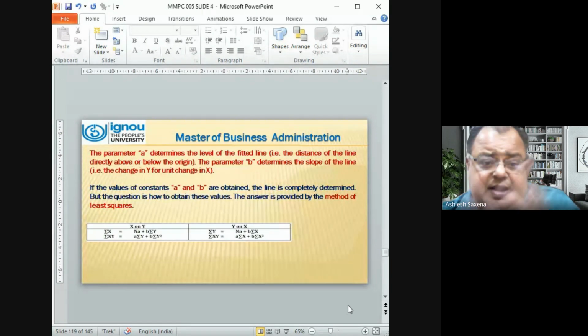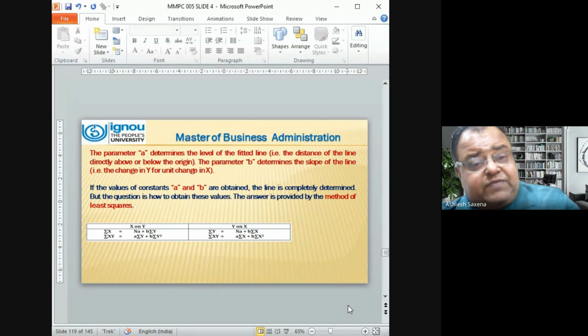The parameter a determines the level of the fitted line, that is, the distance of the line directly above or below the origin. The parameter b determines the slope of the line, that is, the change in y on unit change in x. If the values of constants a and b are obtained, then the line is completely determined. But the question is how to obtain these values, and the answer is provided by the least square method.